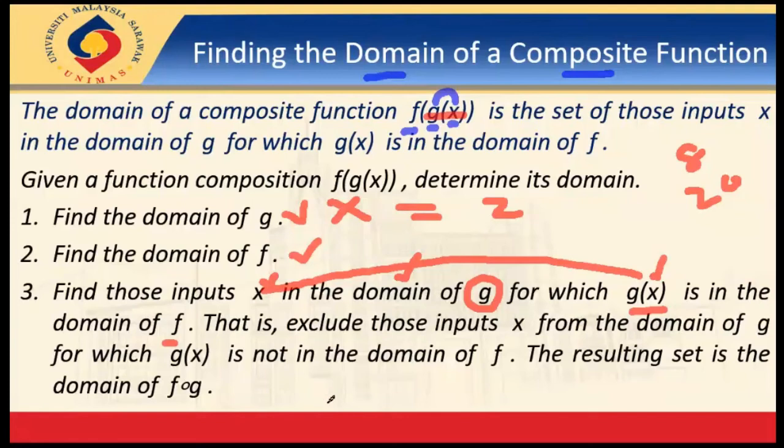Okay, and if there is any such value, exclude those inputs like x from the domain of g for which g of x is not in the domain of f. Meaning to say, f is a function and it will have some input, but if g returns a value which is not in the domain of f, then remove that value from g of x.